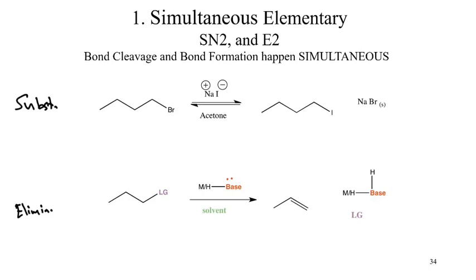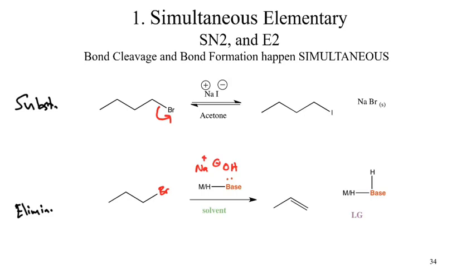Okay? So what happened mechanistically? So I have to break the bond between the carbon and the bromine. So I'm going to show those electrons going towards the bromine. Why would they go towards the bromine? Well, bromine is more electronegative than the carbon. So those electrons should already be drifting that direction.